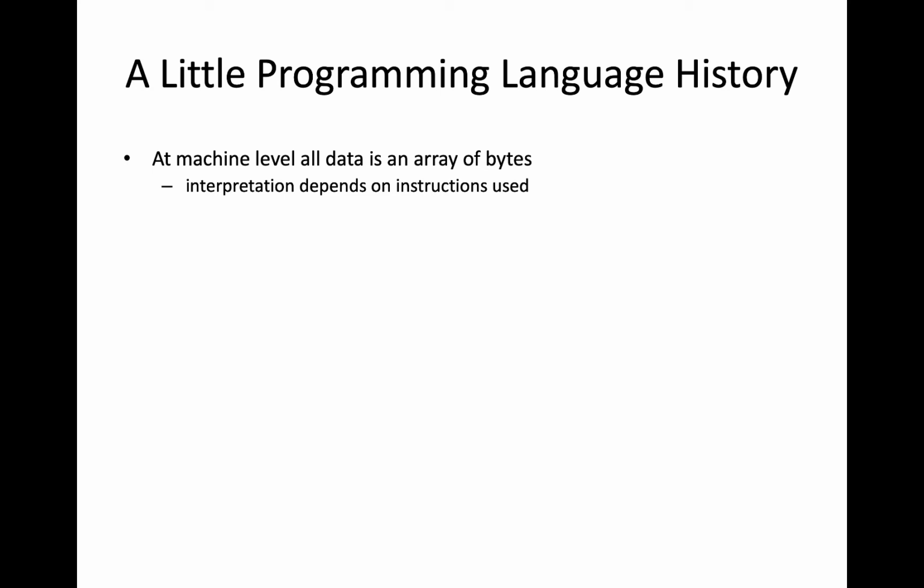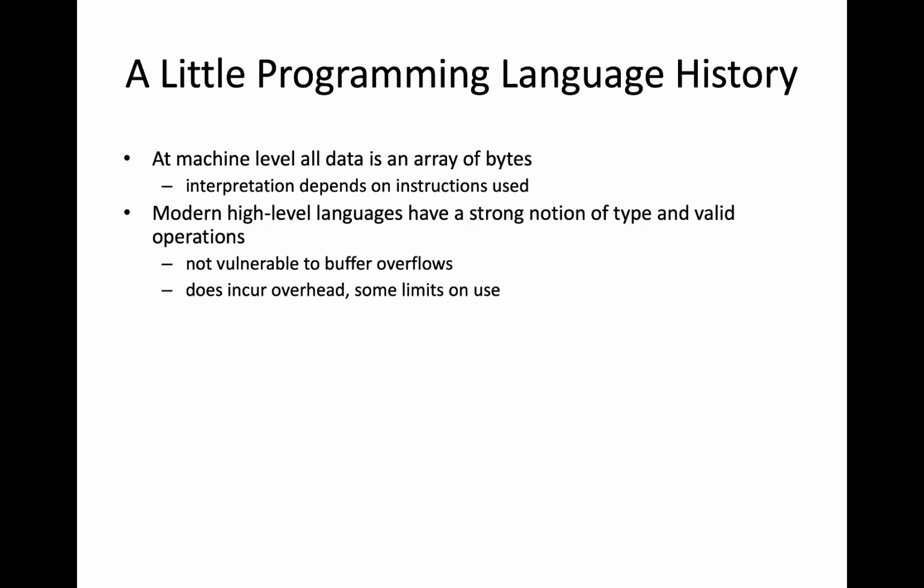At the machine level, all data is an array of bytes, and the interpretation depends on the instruction used. At the highest level, you have interpreted languages or model level, high level languages that have a strong notion of type and valid operations, but you don't typically access memory, so this is why they're not vulnerable to buffer overflows. If you're writing in Python code, you're not allocating any memory or doing any direct memory access, and this can incur some overhead.